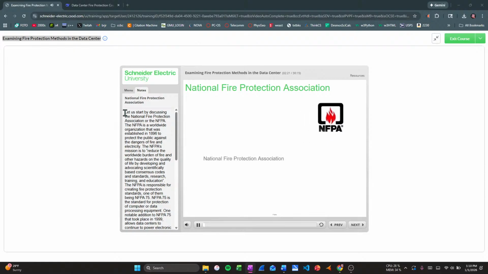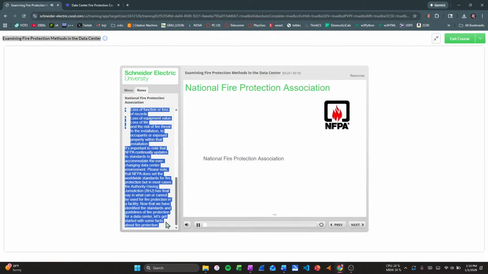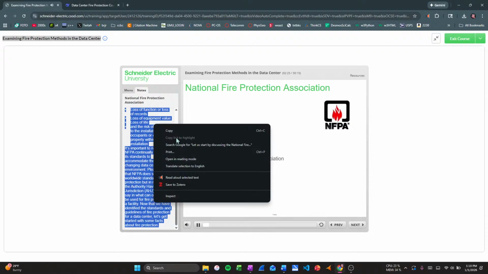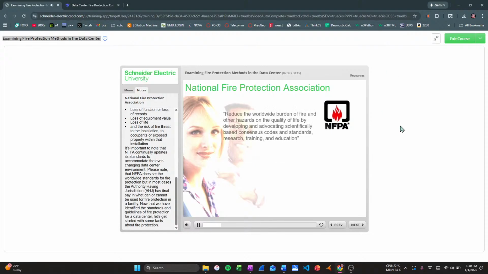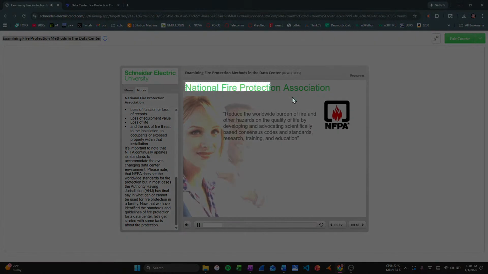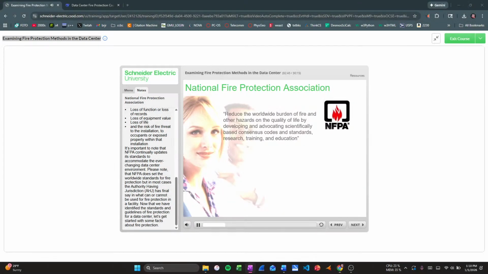Let's start by discussing the National Fire Protection Association, or the NFPA. The NFPA is a worldwide organization that was established in 1896 to protect the public against the dangers of fire and electricity. The NFPA's mission is to reduce the worldwide burden of fire and other hazards on the quality of life by developing and advocating scientifically based consensus codes and standards, research, training, and education.